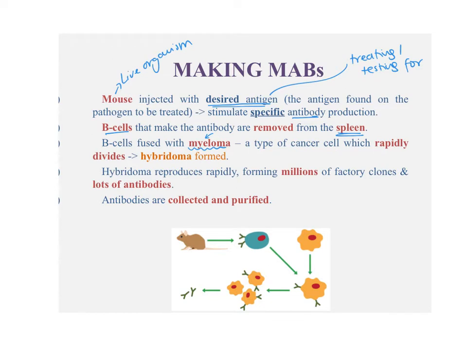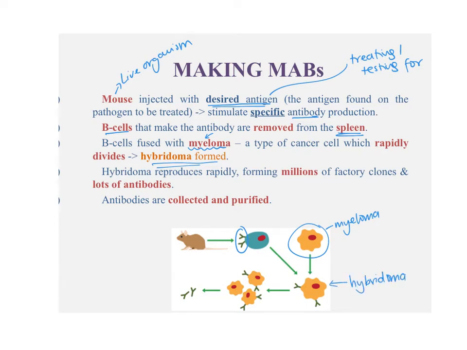It's going to really quickly divide, so hopefully in this instance it's going to get us lots and lots of copies of those B cells. But when we stick those two cell types together, we form a hybridoma. And you can see here in the diagram, we've got our B cell with some antibodies, and then we've got our myeloma cell over here, the yellow. And once we've stuck those two cells together, we are forming a hybridoma.